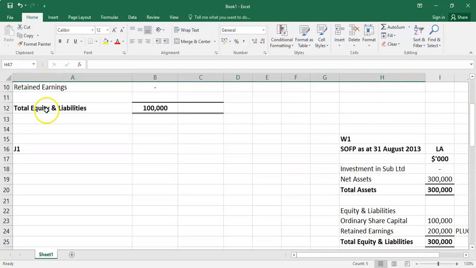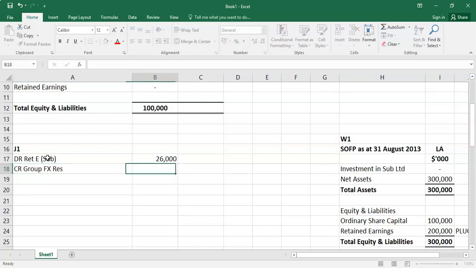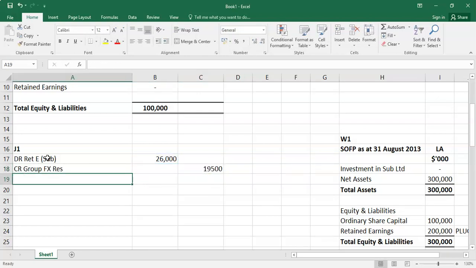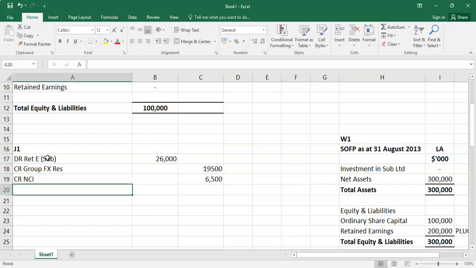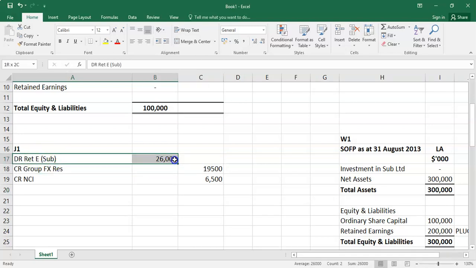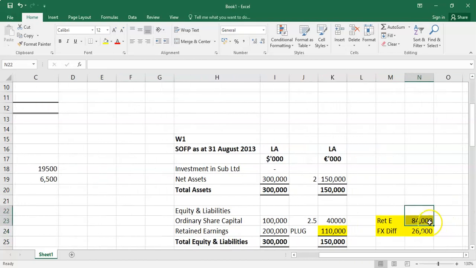A little journal for FX is we debit retained earnings of the sub, 26. We credit group FX reserve, 75%, and we credit NCI, 25%. So what that means, if you think about it, is I'm saying debit retained earnings of the sub 26. And of that 110, I know 26 shouldn't be in there. So debited means take it away and leave retained earnings at 84.